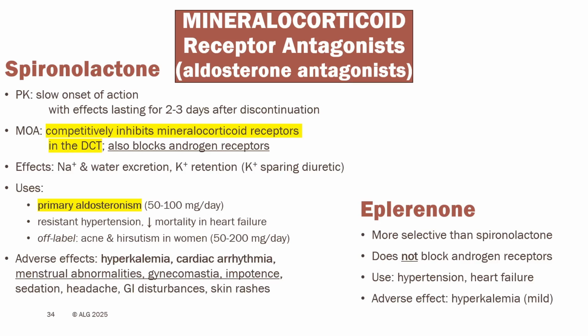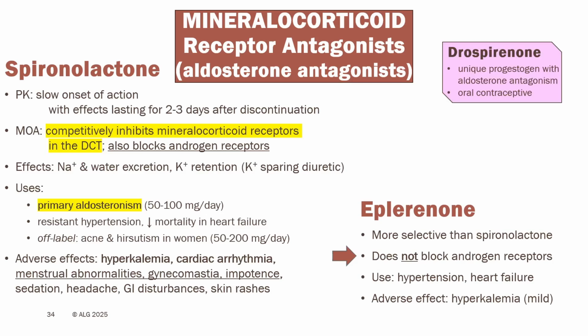Eplerenone is more selective and does not block androgen receptors. Like spironolactone, eplerenone is used to treat hypertension and heart failure, but its efficacy is not proven to be superior to that of spironolactone. So the American College of Cardiology recommends trying spironolactone first, only switching to eplerenone if the patient develops anti-androgen effects such as menstrual abnormalities, gynecomastia, and impotence.